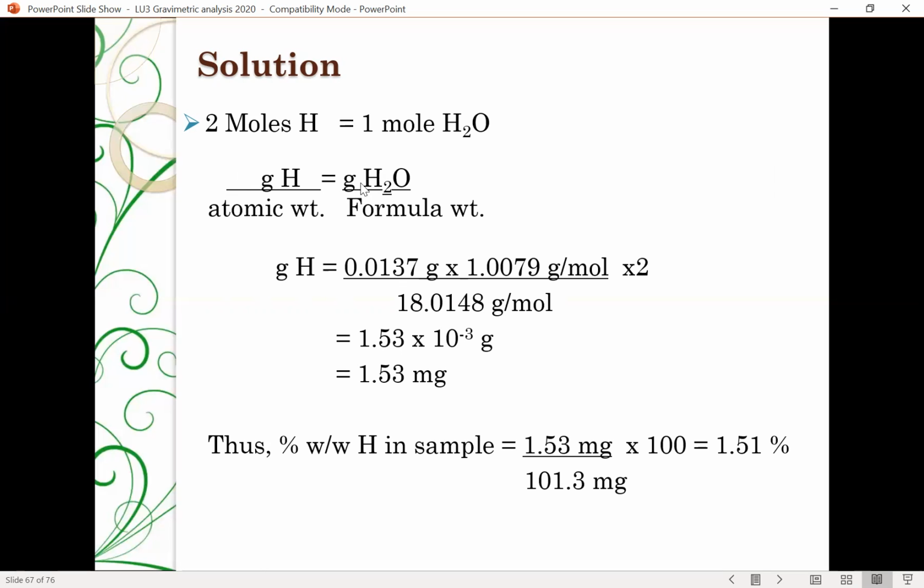We know the mass of water, formula mass of water, atomic mass of hydrogen. So from here, we can have the mass of hydrogen. And then we can calculate the percentage of hydrogen in sample by dividing the mass of hydrogen by the mass of sample times 100%.